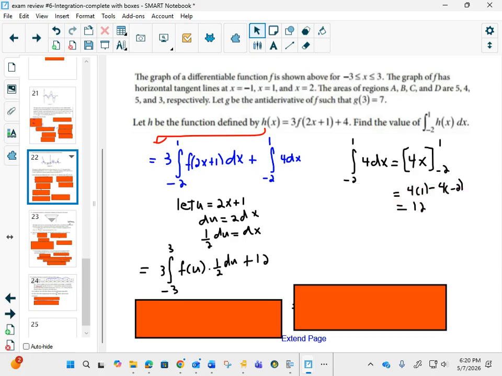This part off to the side is why that's 12, right? The integral of 4 is really easy because it's just going to be 4x.